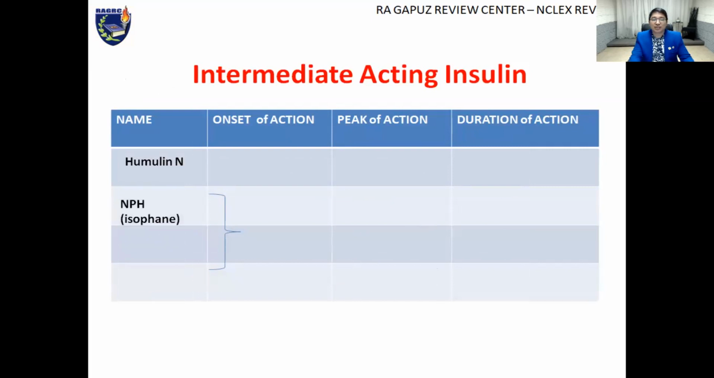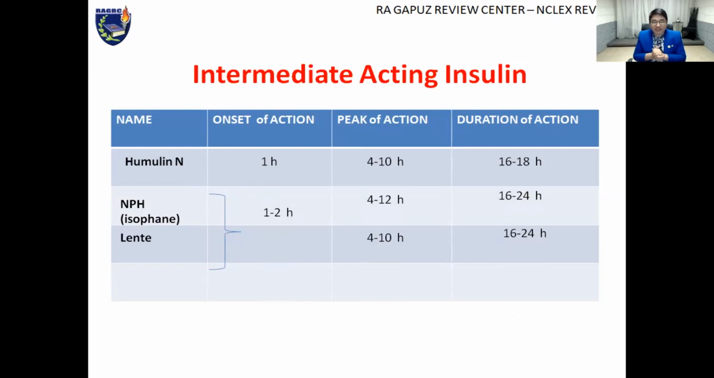And our examples, you have Humulin N, NPH or isophane, and Lente. Once again, the onset of action for Humulin is 1 hour, and for NPH and Lente, 1 to 2 hours. The peak of action for Humulin is 4 to 10 hours, and for its duration of action, 16 to 18 hours. For NPH, the peak of action is 4 to 12 hours, and for Lente, the peak of action is 4 to 10 hours. For the duration of action for NPH, 16 to 24 hours, and the same, 16 to 24 hours for Lente.